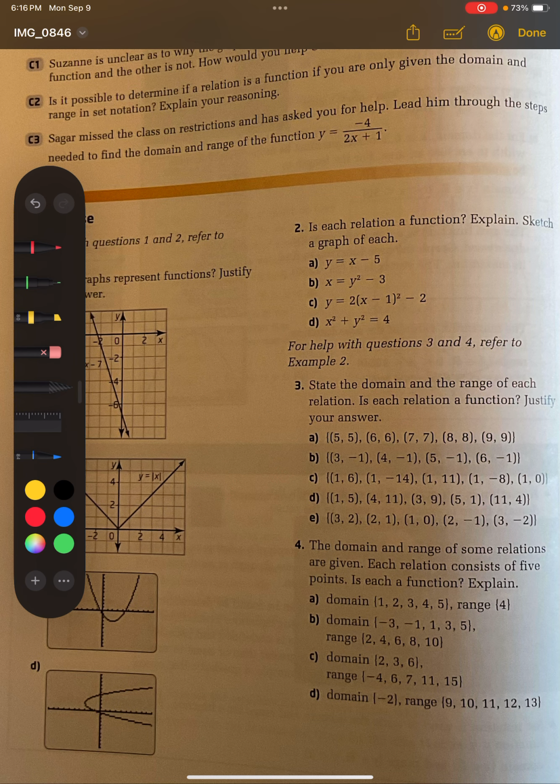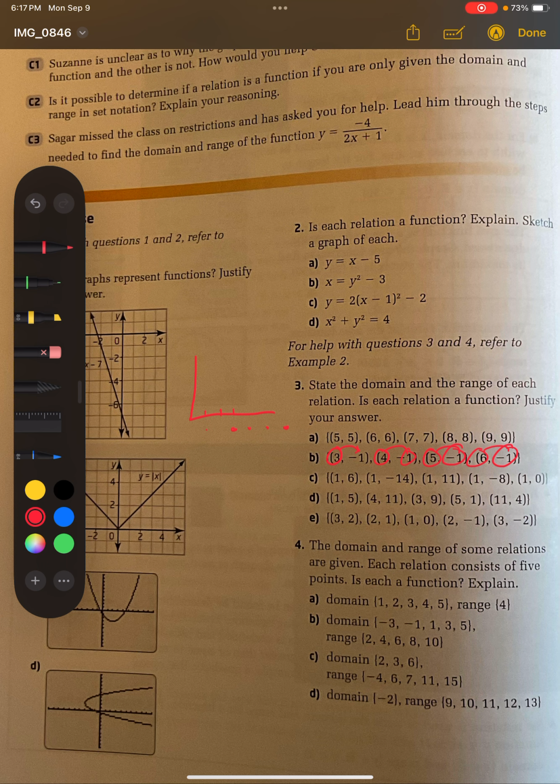Let's look at B. 3 points to -1, 4 points to -1, 5 points to -1, and 6 points to -1. Now they're all pointing to -1, but the fact of the matter is they can point to the same thing. Okay? That's like drawing this out and saying 3 points to -1, 4 points to -1, 5 and 6 points to -1. Now, is it a function?